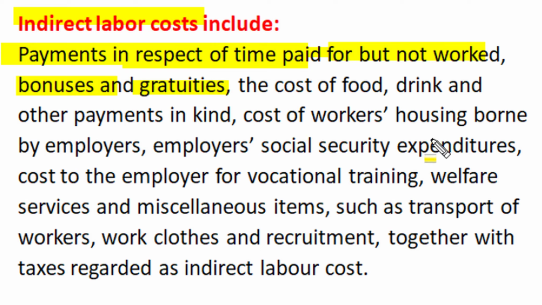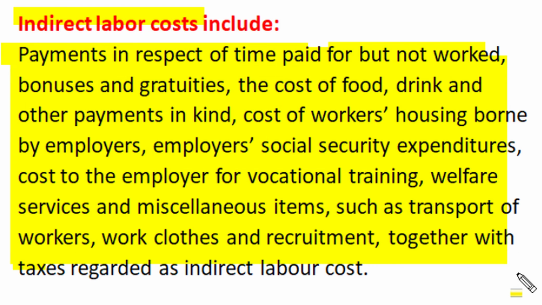The cost of worker housing borne by the employer, the social security expenditures made by the employer, the cost to the employer of vocational training of its labor and other welfare services, and miscellaneous activities such as transportation of workers, clothes, the cost of recruitment, together with applicable taxes, are regarded as indirect labor cost. And these costs are actually paid by the employer, but they are not directly connected to the task or production activity of any project. So they are indirect labor costs.